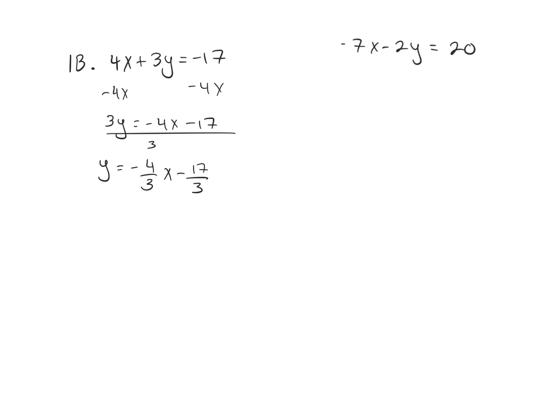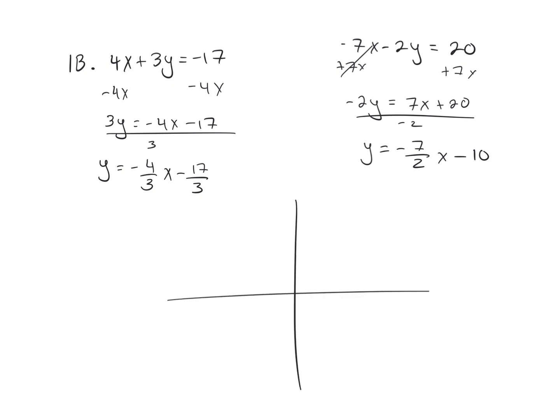Now I'm going to go ahead and do the same thing on the second equation by starting by adding 7x on both sides. So I get negative 2y is equal to 7x plus 20. And then I divide by negative 2 and we get y is equal to negative 7 over 2x minus 10. So I'm going to go ahead and try and graph this. Again, just kind of bear with me.